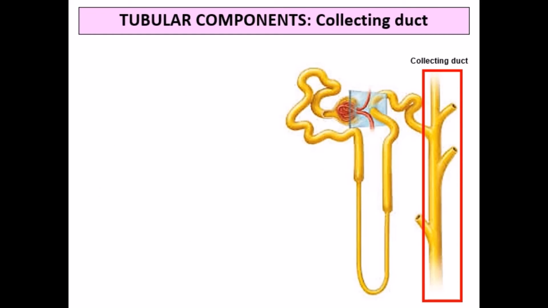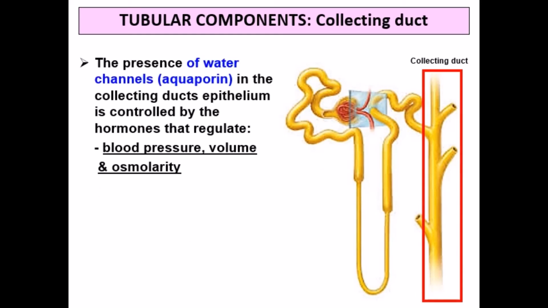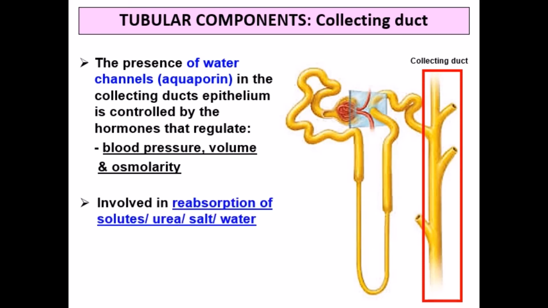The last part of the tubular components is the collecting duct. The presence of water channels or aquaporin in the collecting duct epithelium is controlled by the hormones that regulate blood pressure, volume, and osmolarity. The collecting duct is involved in the reabsorption of solutes such as urea, salt, and water.